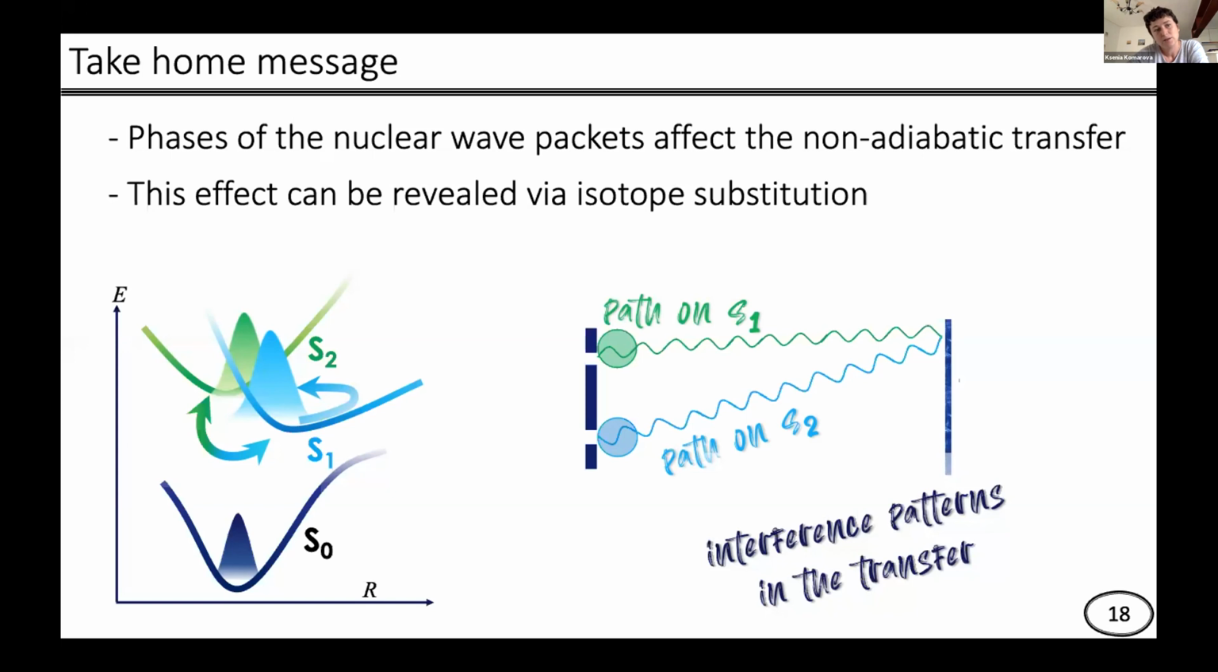And the easy way to probe it is using isotope substitution. So basically, I plotted here an analogy to the two-slit experiment. When we excite to the Franck-Condon region, we create wave packets pretty much in the same state, but then they start to follow their own potentials. They have their own paths, and then they arrive at the coupling region, so they overlap, and we see the interference patterns in the overlap and in the transfer.